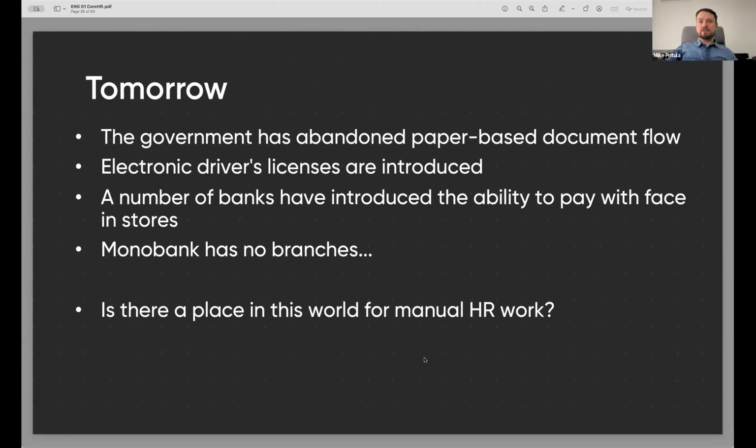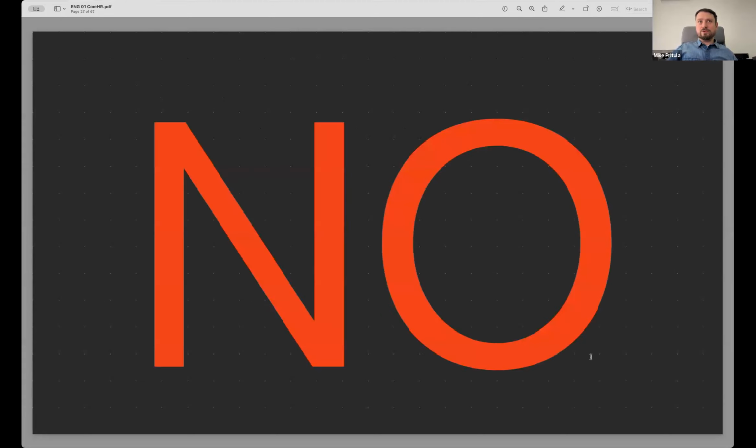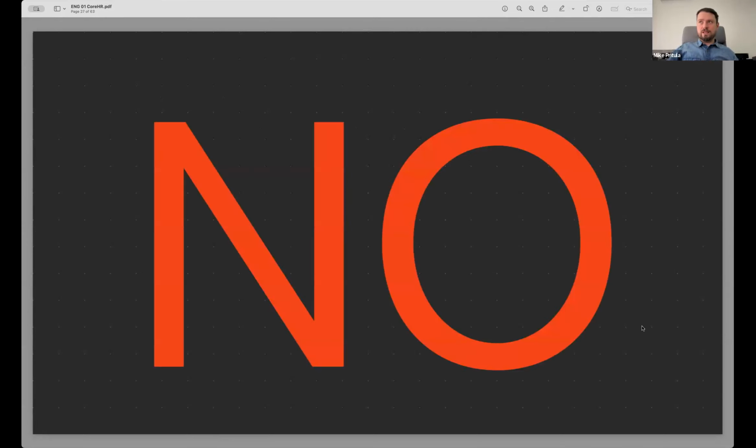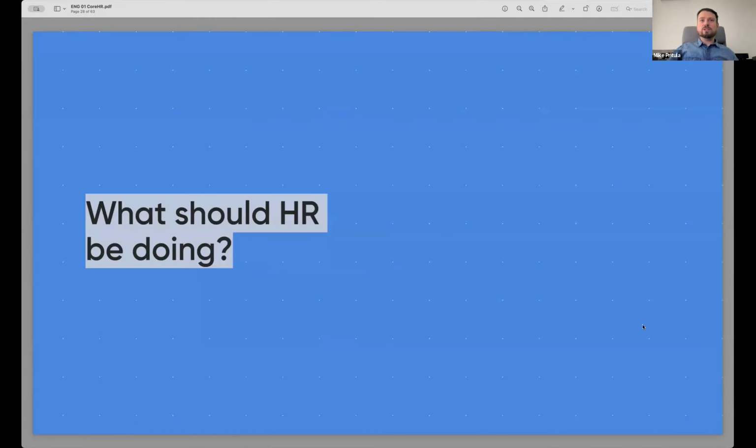Monobank, for example, has no branches at all. Is there a place in this world for manual HR work? What do you think? Of course not. No, there is no place for the manual HR work that we do now in some companies, without any HR automation. So what should HR be doing in the future? What is expected of HR?